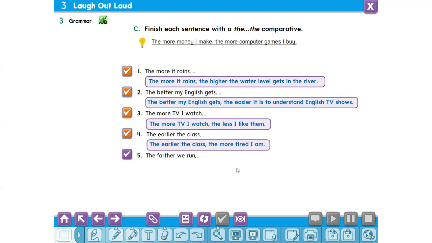Five. The farther we run, the farther we run. Yes, let's listen to Abdullah Shihri. Yes, teacher. The farther we run, the longer it will take us to get back. Excellent. The farther we run, the longer it will take us to get back, or the farther we run, the more tired we get. Okay, my friends.